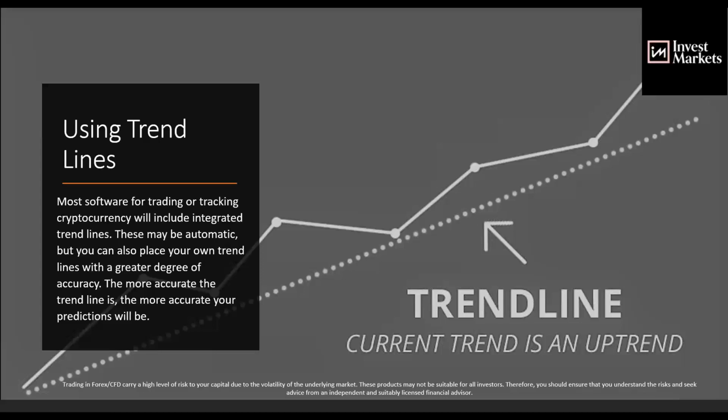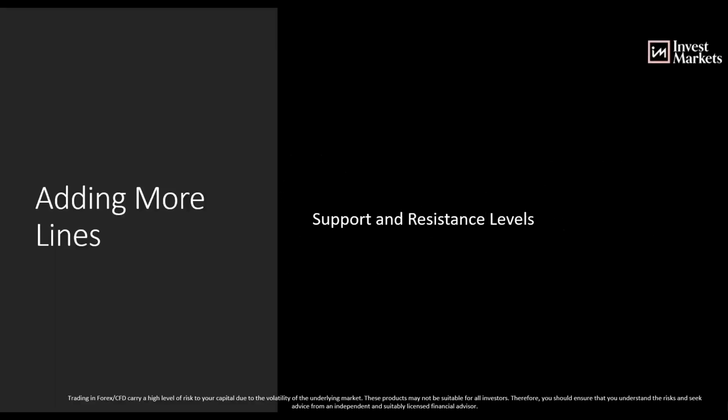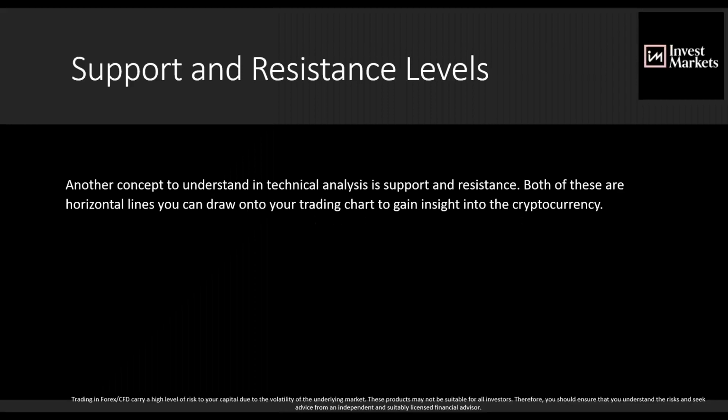So most software that you have out there, most advanced charts, will give you automatic trend lines, but you still have to adjust them to get them more accurate. Once you've got your trend line on your chart, we want to come up with support and resistance. This is another concept to understand about technical analysis. Both of these are horizontal lines you can draw onto your trading chart to gain insight into the value of the cryptocurrency.